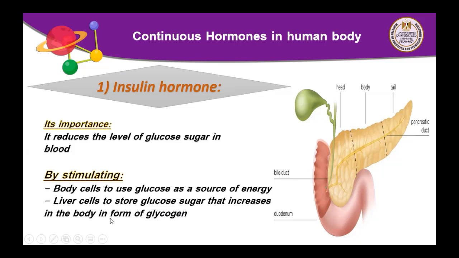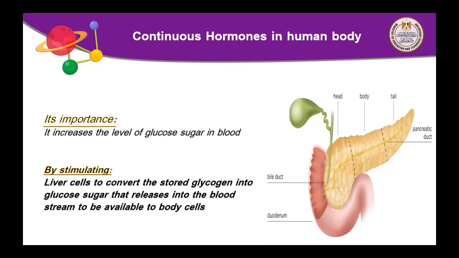Again, the insulin hormone reduces the level of glucose sugar. How? Number one, stimulating body cells to use glucose as a source of energy. Then, stimulating liver cells to store the glucose sugar that increases in the body in the form of glycogen.